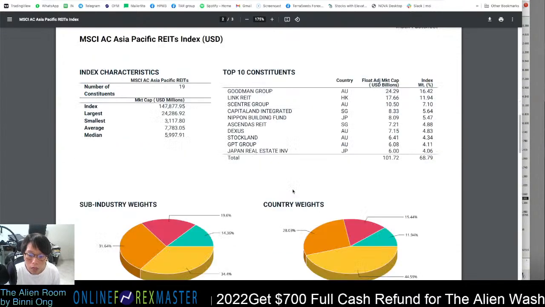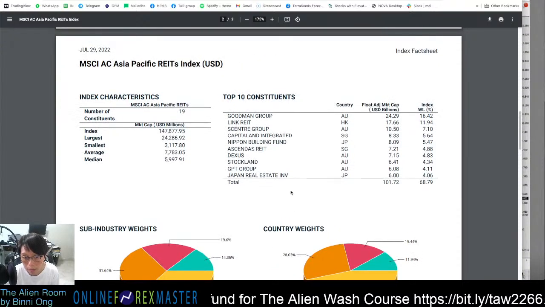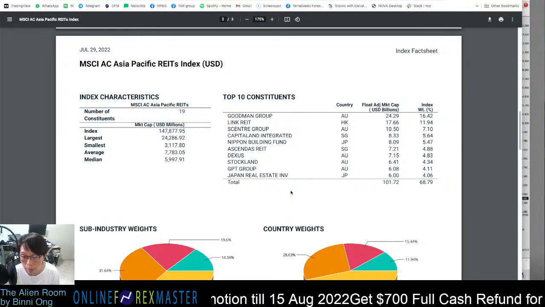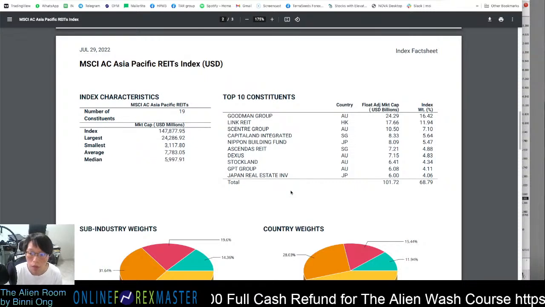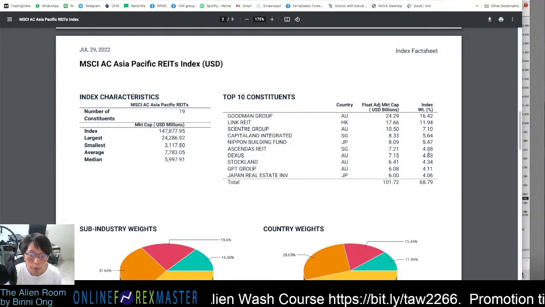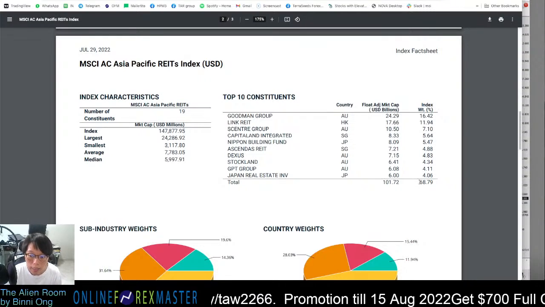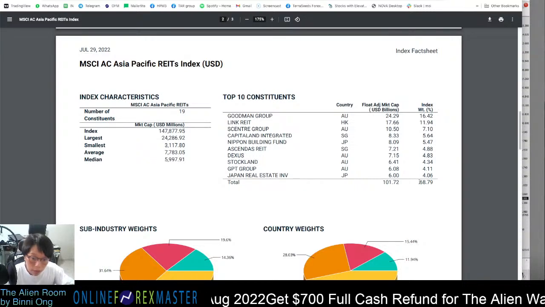Now, if you take a look at the components of this MSCI Asia Pacific REITs, 2 REITs in the top 10 constituents are in Singapore. One of them is CapitaLand Integrated Commercial Trust, the other is Ascendas REIT. In terms of index weight, they are about the same, near 5.6 and 4.8. This top 10 constitutes about 68% of the index, so that's a huge percentage already.